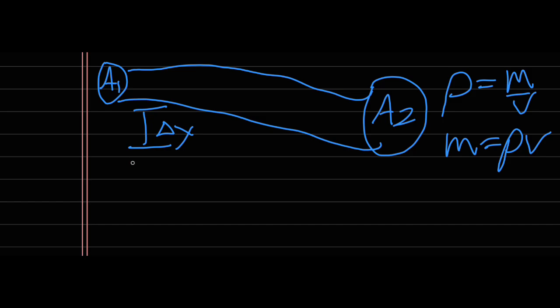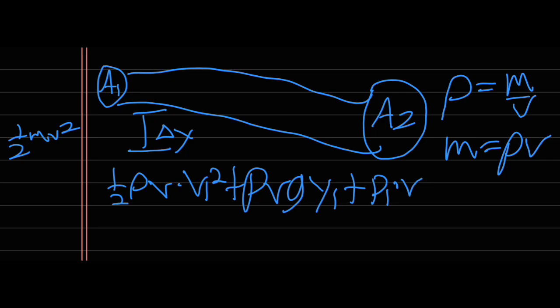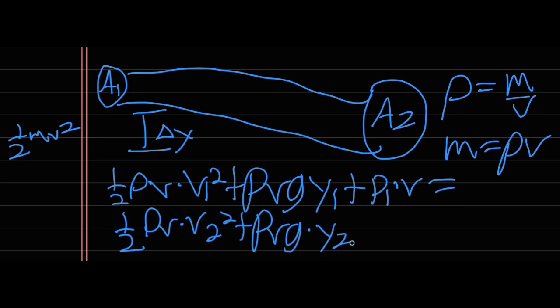So it's 1/2 rho V times V1 squared, because this is 1/2 mv squared. We have to consider the mgh; in this case, that'll be rho V g Y1. Then we have to consider the pressure, so that it will be equal to pressure 1 times V, where V is for volume. And that will be equivalent to 1/2 rho V V2 squared plus rho V g times Y2 plus pressure 2 times volume. Now let's see. The volume is the same, so we can cancel all of these out.